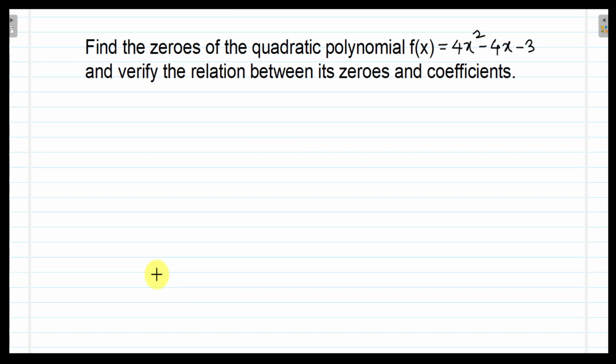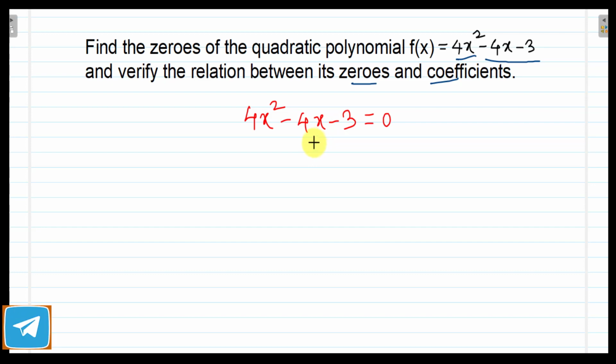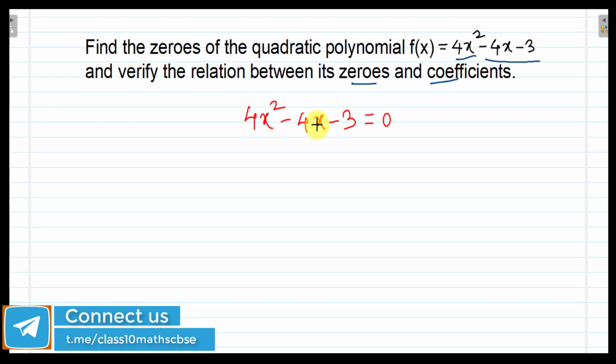Friends, here is another question on the screen: find the zeros of the quadratic polynomial 4x square minus 4x minus 3 and verify the relationship between its zeros and the coefficients. So here the given polynomial is 4x square minus 4x minus 3. We will equate it to 0, since we have to find the values of x, that is the zeros of the quadratic polynomial. So friends, here we solve this by splitting the middle term.